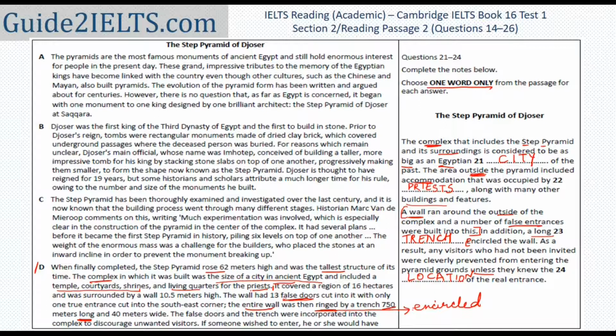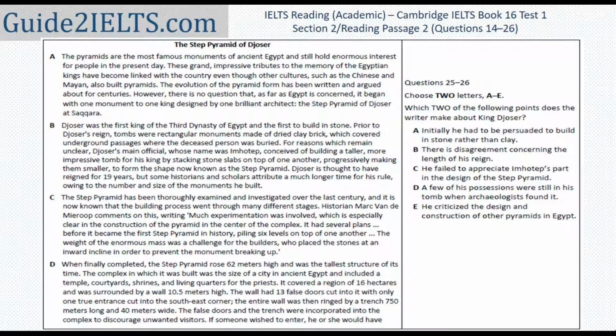The last question now, a single question where we have to choose two correct answers. Which two of the following points does the writer make about King Djoser? So King Djoser is mentioned first in this paragraph, although his name is mentioned later as well. So I'll start reading the options. Initially, he had to be persuaded to build in stone rather than clay. So did he want to build in clay and somebody had to convince him to change his mind? I can see clay here, I can see stone here.